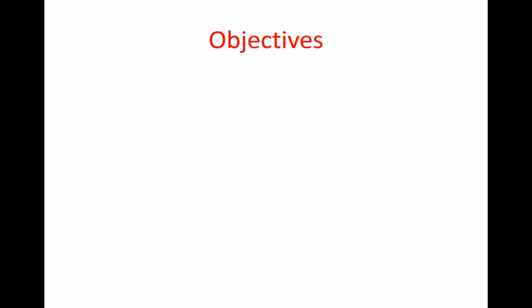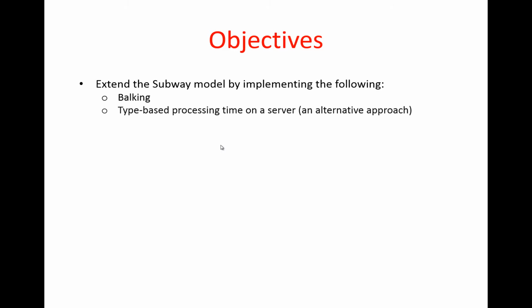So more specifically, as for the objectives, we're going to extend the subway model that we have developed in previous video modules by adding bulking and type-based processing time, but this time using an alternative approach using add-on processes.